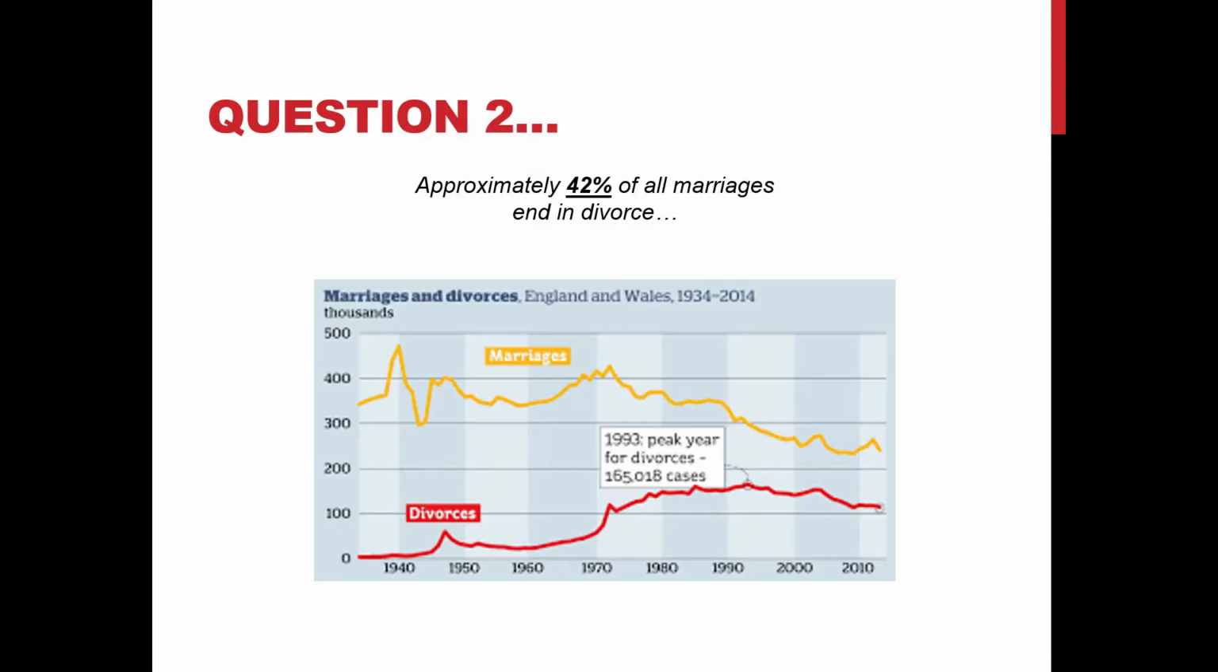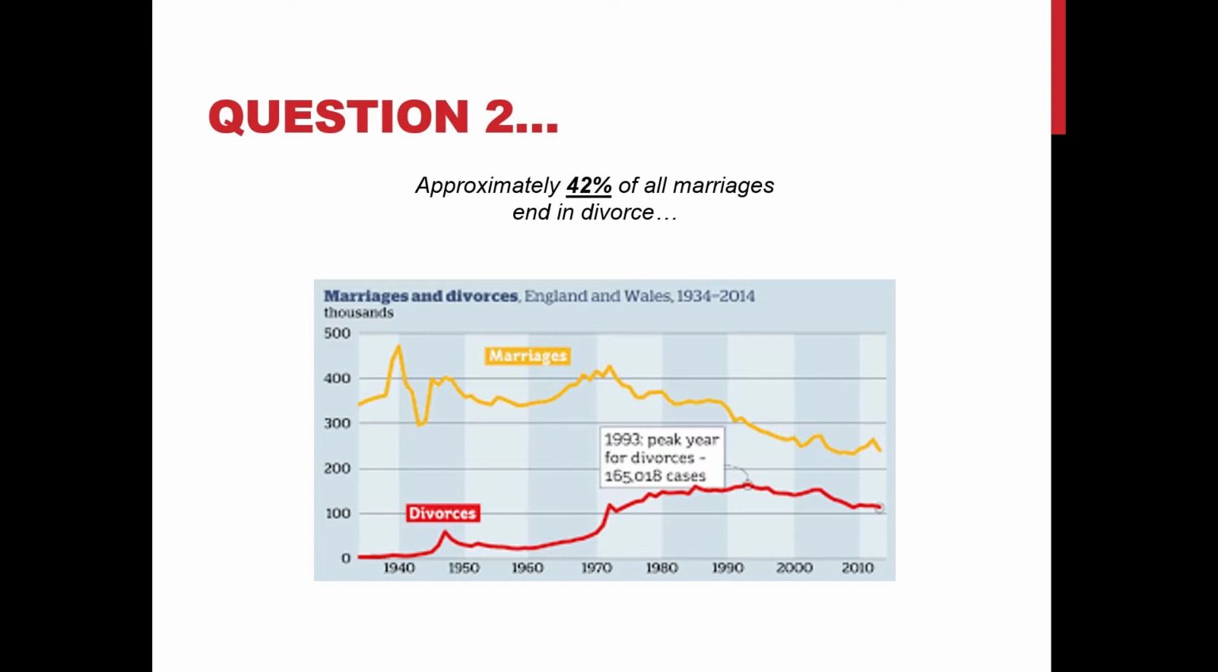Question 2 asked you what percentage of marriages end in divorce in the UK. It's a huge statistic that has been discussed a lot in the media, and lots of people often talk about almost half of all marriages now ending in divorce. Currently, the statistics for the UK sit at approximately 42% of all marriages ending in divorce. And you can see patterns and trends for divorces and marriages on the graph on the screen.